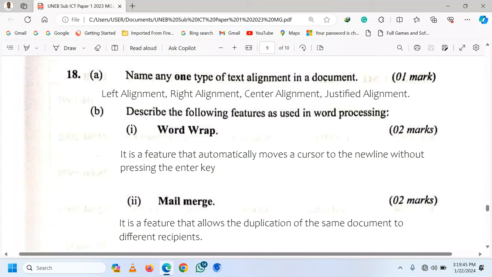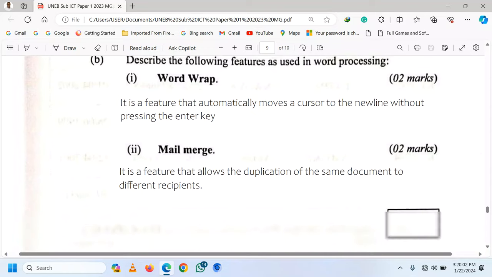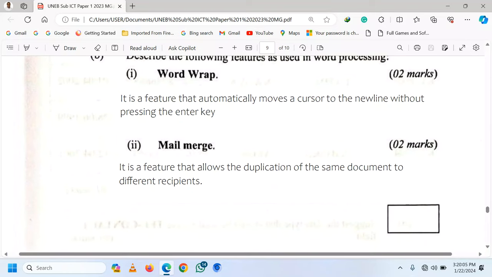18, we are asked to name any one type of text alignment in a document. These are the key 4 text alignments in a document. Part B, we are asked to describe the following features as used in word processing. That is word wrap, mail merge. These have been explained here. You can take any of the description.